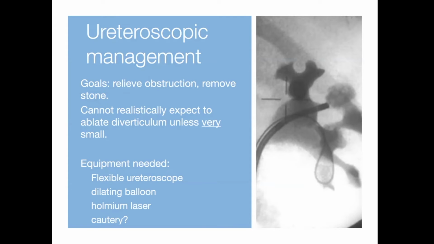You need flexible ureteroscopy, you need a dilating balloon generally. Often you'll need the laser if you're going to approach a stone in the diverticulum, and perhaps cautery if you're going to do an ablation, although my sense is that electrosurgical ablation ureteroscopically is not a very effective strategy for managing diverticula.